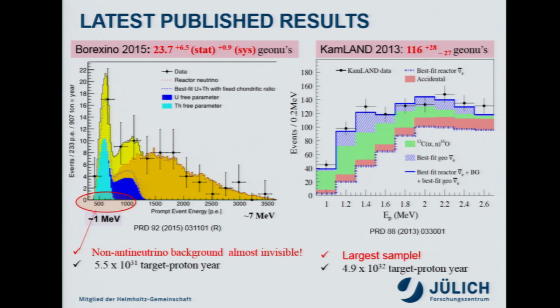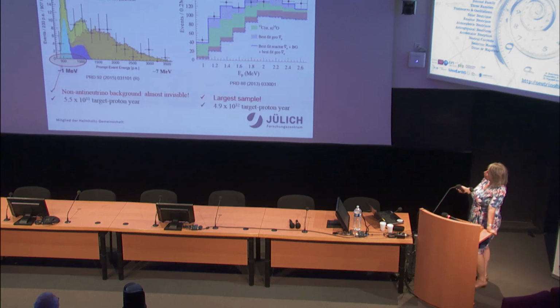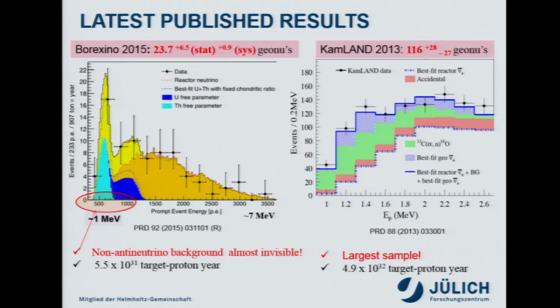These are the latest published results, both from Borexino from 2015, detecting 24 geoneutrinos, and from KamLAND from 2013, detecting 116 geoneutrinos. Here the spectrum ends at 3 MeV. Here it goes to the end of the reactor spectrum, to about 7 MeV.